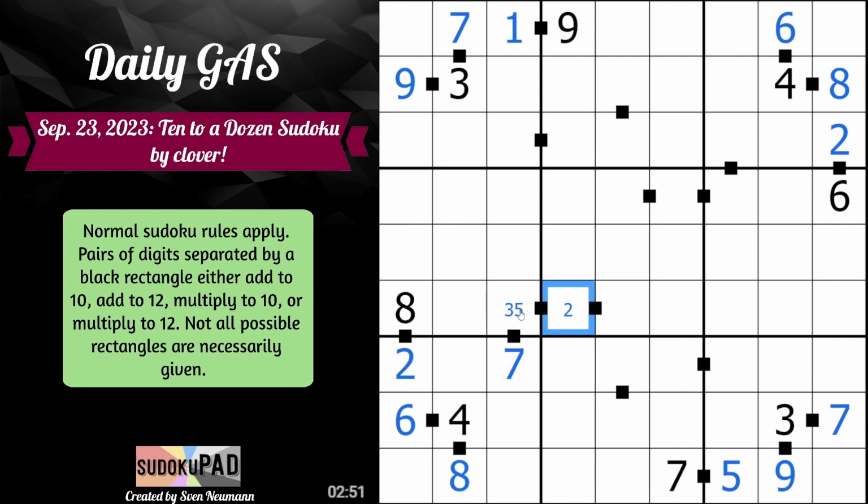Could be 7. Sorry, let's start with 3. 3 can multiply to 12 with 4. It can't multiply to 10. It can add to 10 with 7. It can add to 10 with 9. Oh, but it can't be 9, sorry, because of Sudoku. With 5, 5 can multiply to 10 with 2. It can add to 10 with... oh no, it can't. I already said it can't add to 10, but it can add to 12 with 7. So I guess this is a 2 4 7 triple, and then a lot of possibilities here.